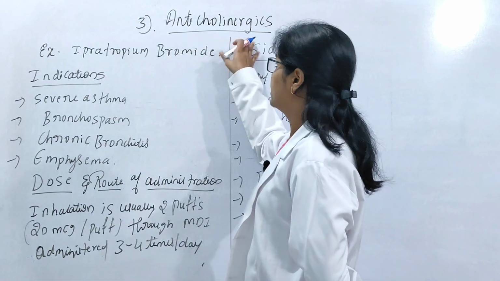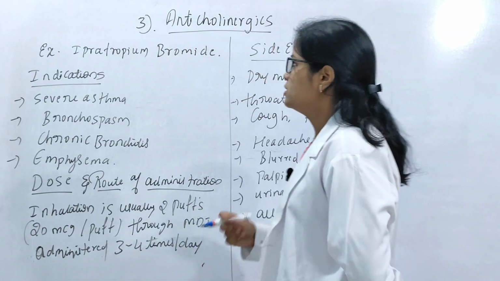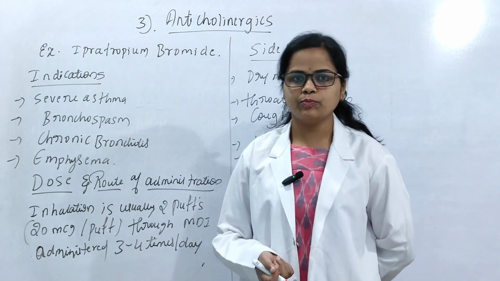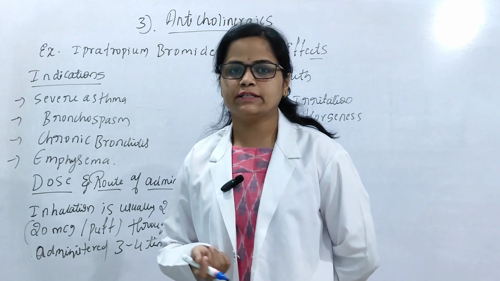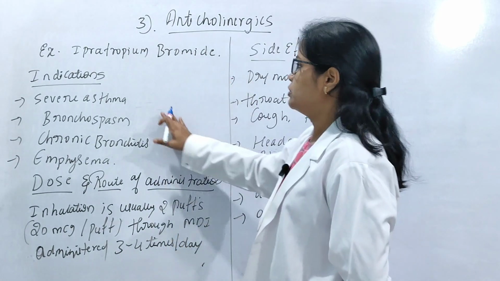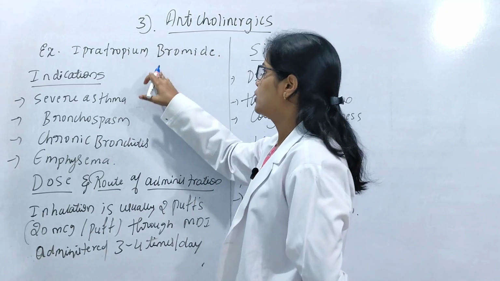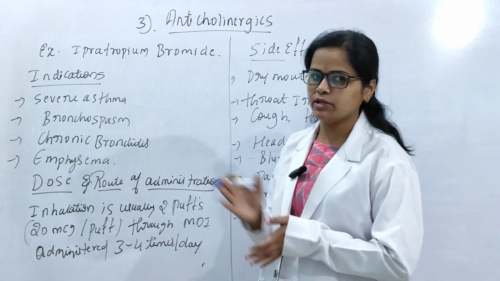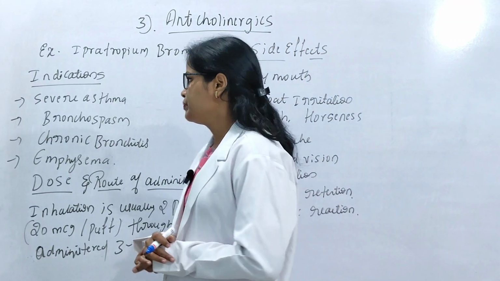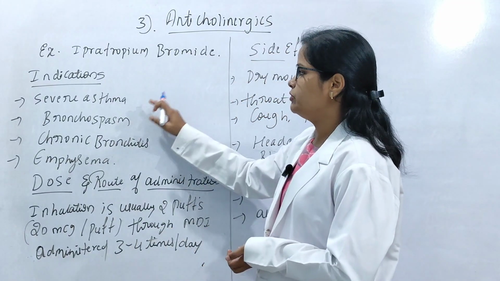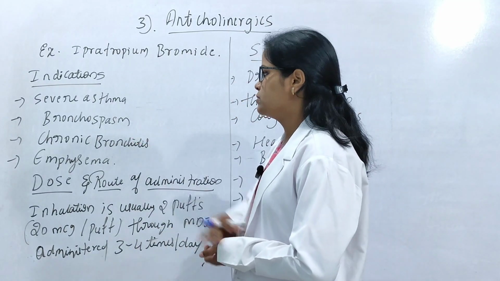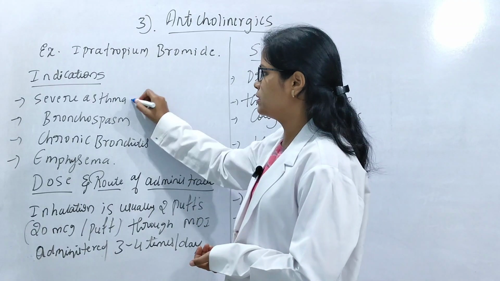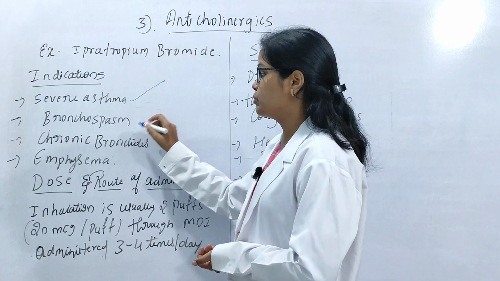Next we'll see the anticholinergics. These drugs are used for the treatment of severe asthma as well as chronic obstructive pulmonary diseases or other respiratory diseases. The example for the anticholinergics is ipratropium bromide. The indications, in which conditions we should administer ipratropium bromide, are severe asthma, bronchospasm, chronic bronchitis, and emphysema.